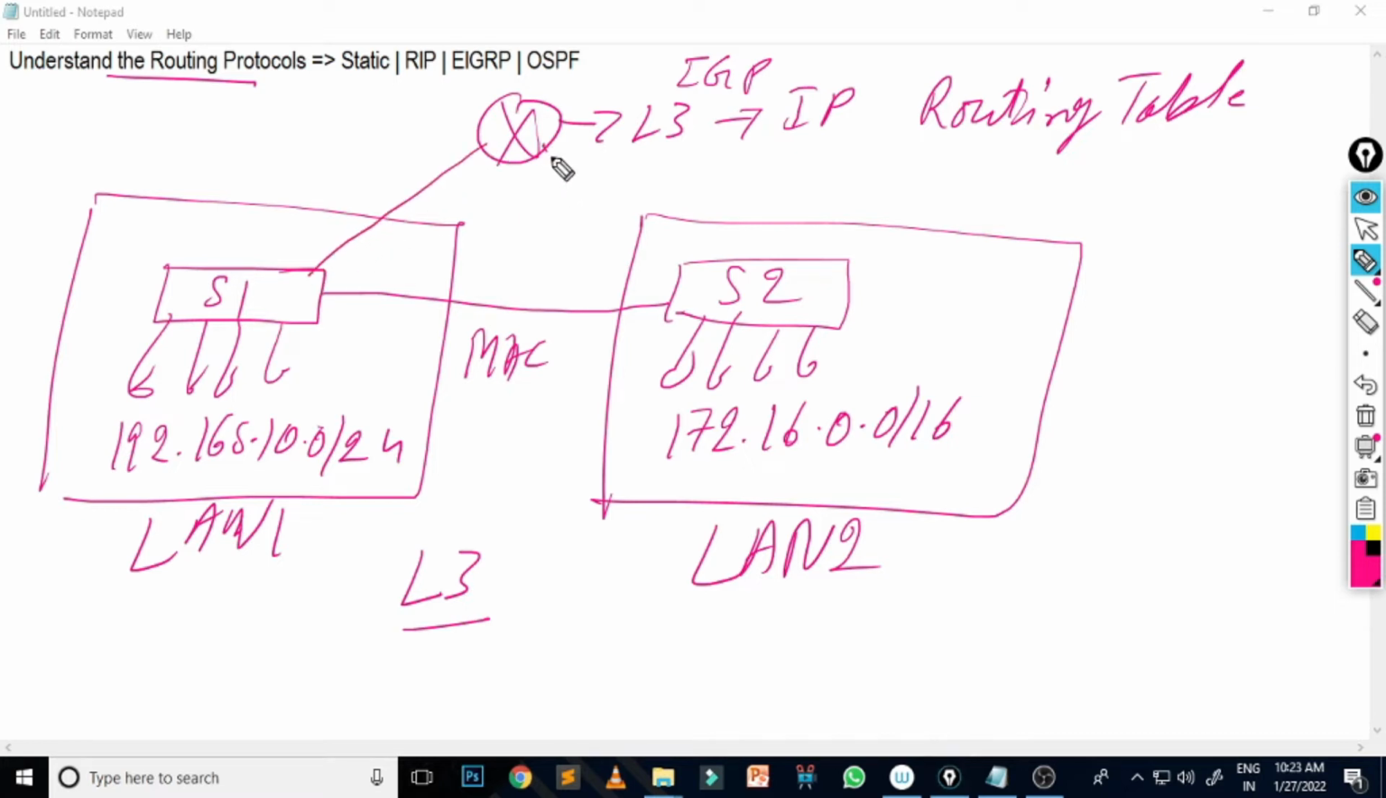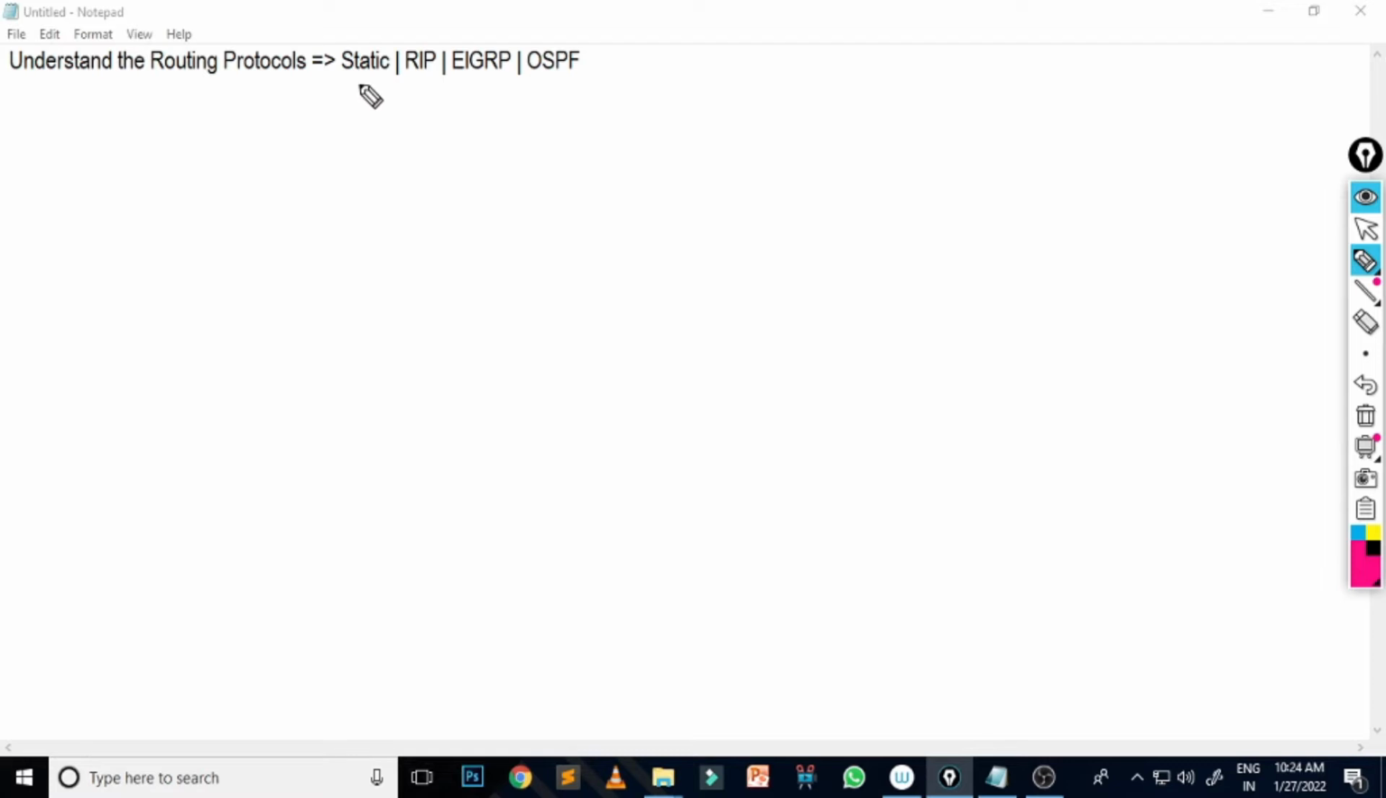We need to connect this router to both the networks. So switch number 1, the local area network number 1, will transfer data to the router, and the router will again transfer data to switch number 2, local area network number 2, and this is how routing works, right? So now first of all we will understand the static routing protocol, right?